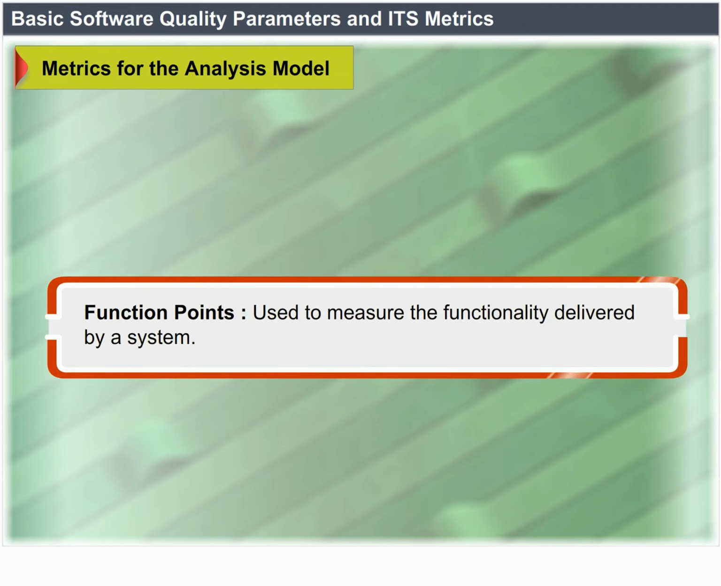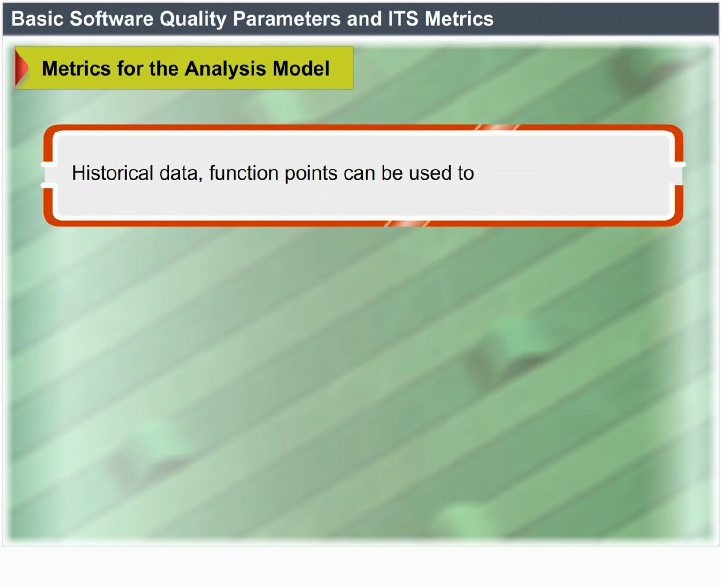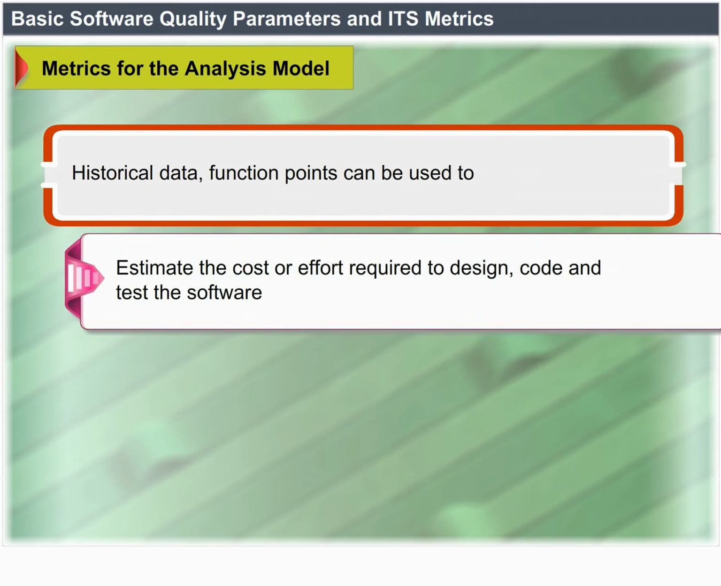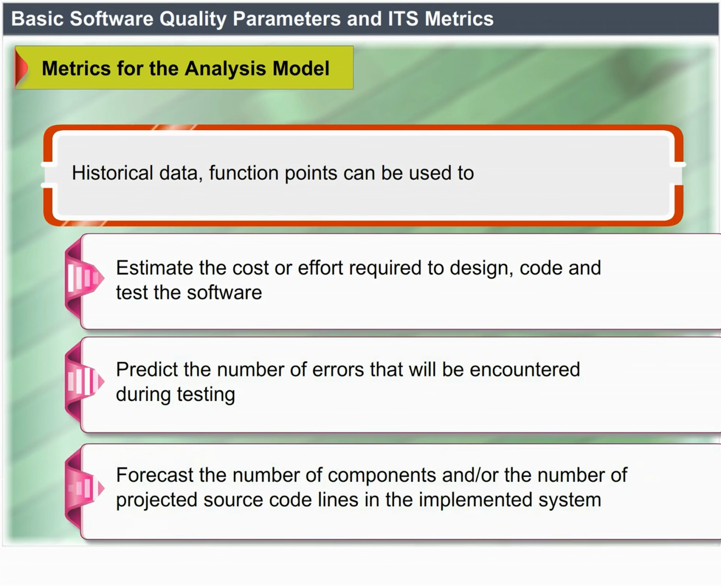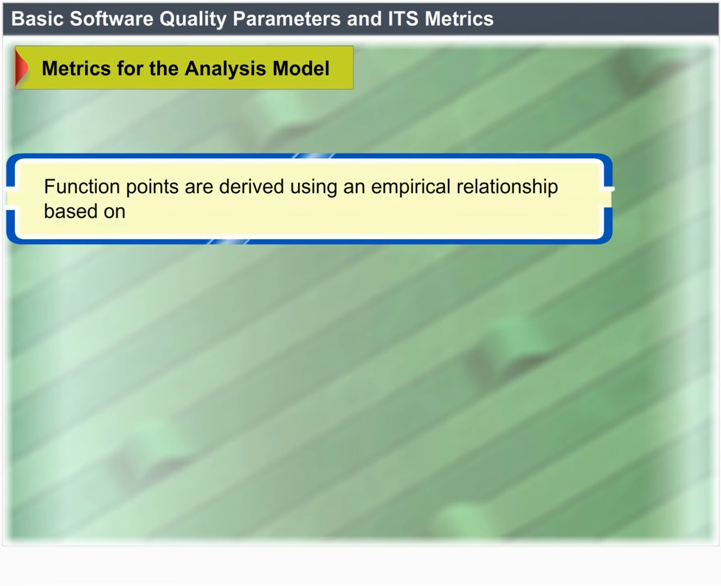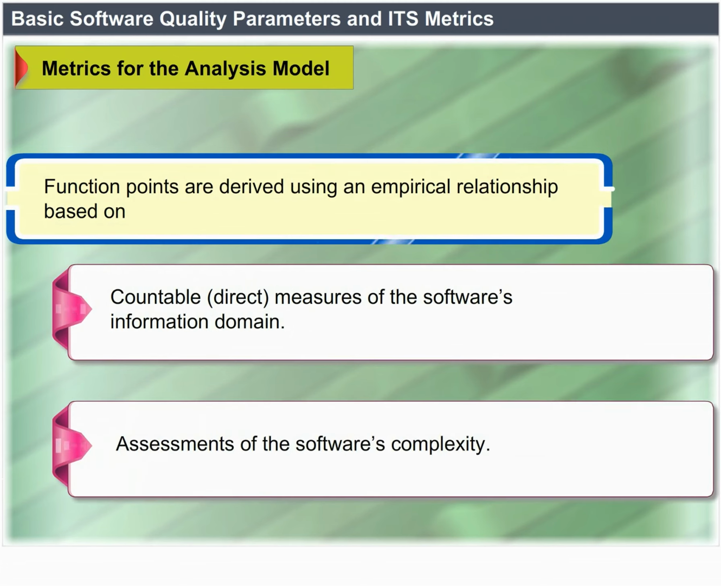Function points are used for measuring the functionality delivered by a system. Using historical data, function points can be used to estimate the cost or effort required to design, code, and test the software, predict the number of errors that will be encountered during testing, and forecast the number of components and/or the number of projected source code lines in the implemented system. They are derived using an empirical relationship based on countable, direct measures of the software's information domain and assessments of the software's complexity.